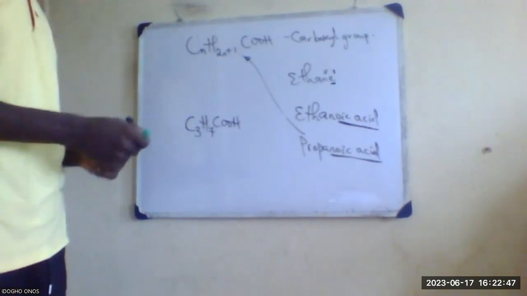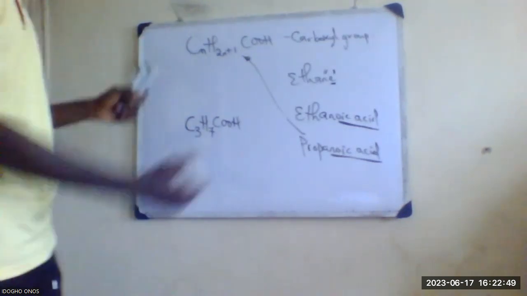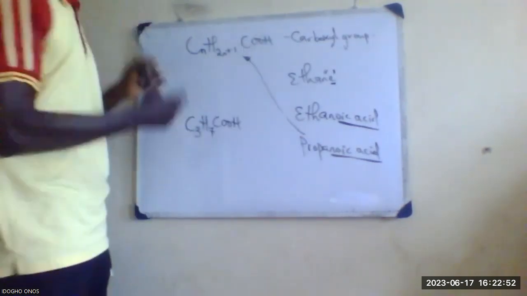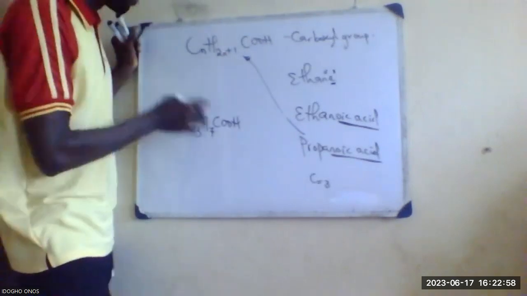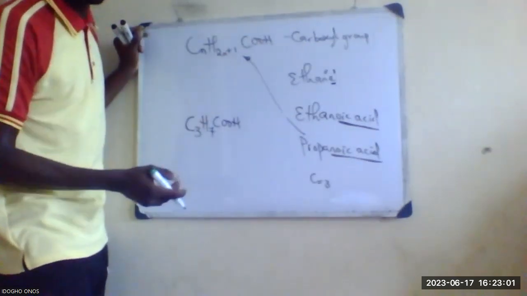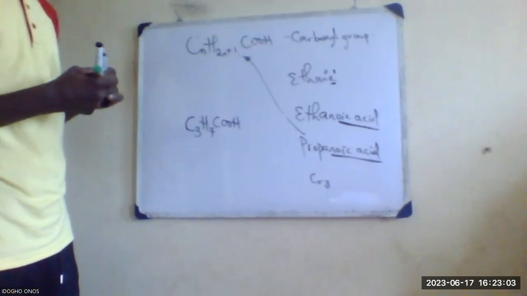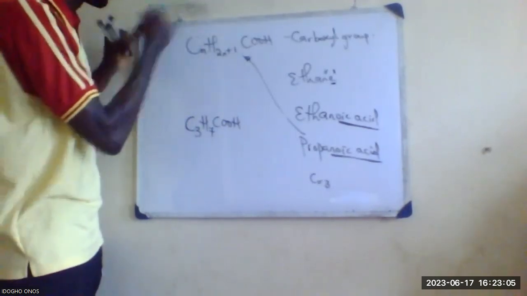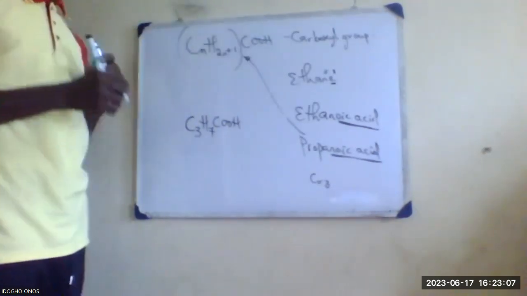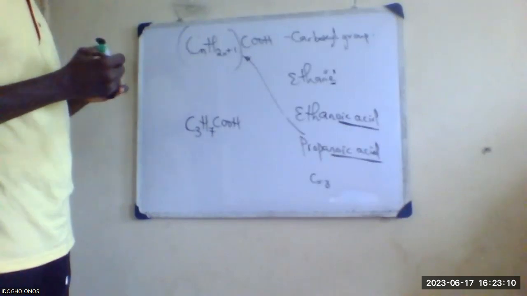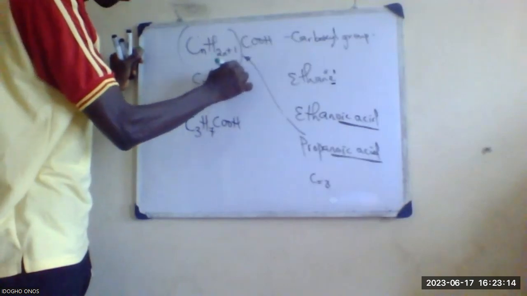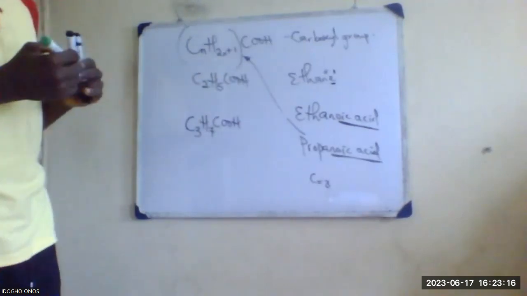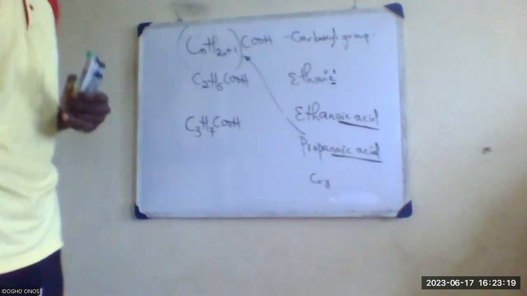Okay, now this is how to go about it. Since it is prop, and you agree that prop is a 3 carbon atom, then if you now want to get the formula, take away 1 from 3. How many do you have left? 2. So that means you are working with this part as your n as 2. So that will now be C2H5COOH.